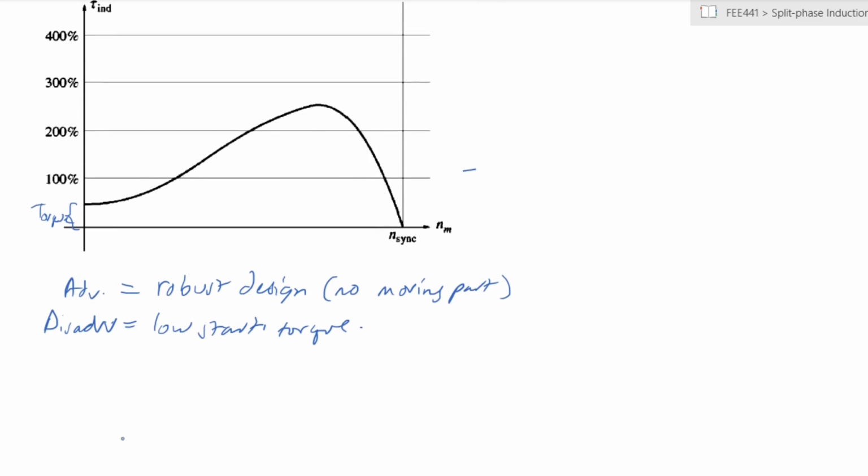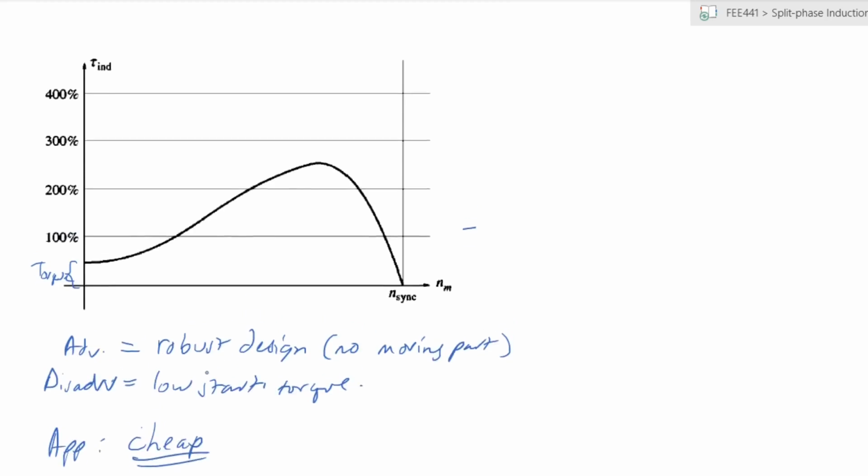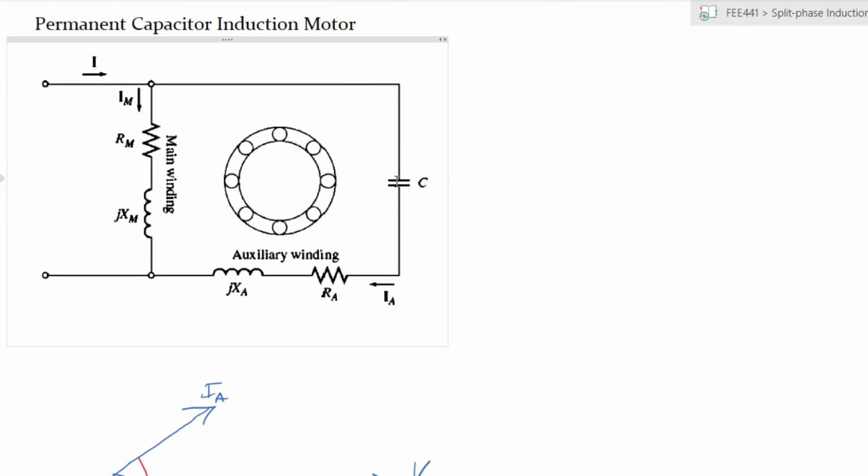So therefore, the application that we are talking about here will be places where we don't require a very high starting torque. So you have low starting torque, but we do require very cheap motors. So that's the main advantage that we'll have here, it is extremely low cost, since you don't have wear and tear from the switches, and also the removal of that particular component allows us to have a simpler and possibly a smaller design.